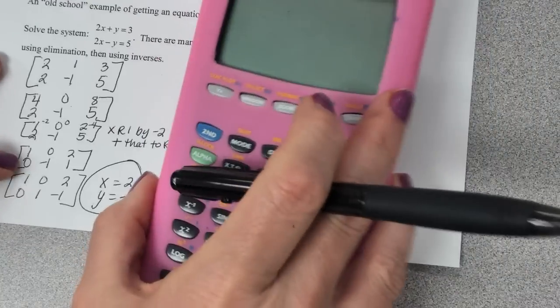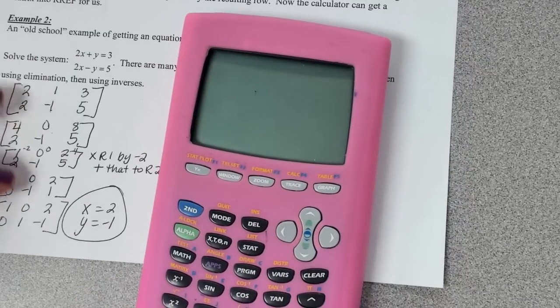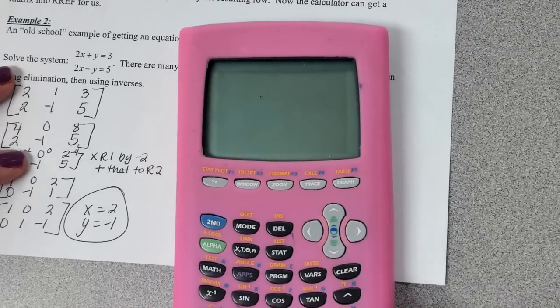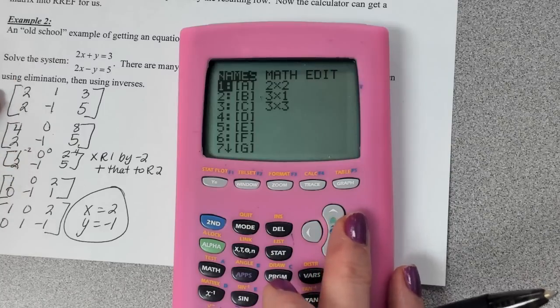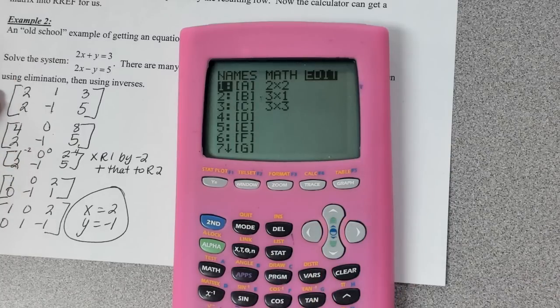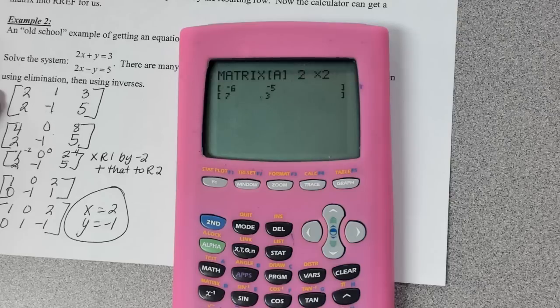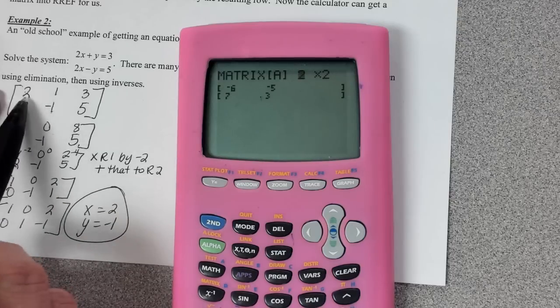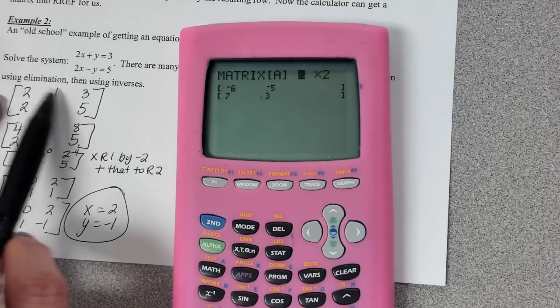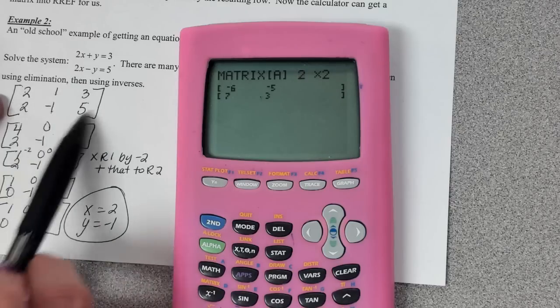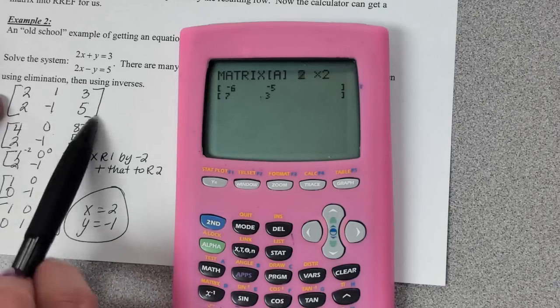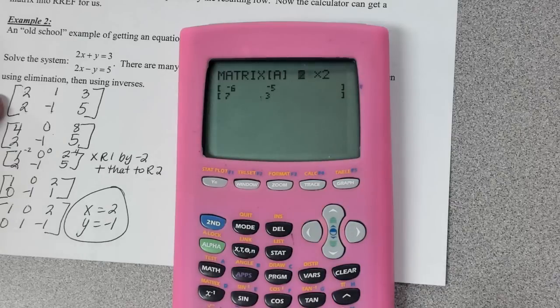But now watch what we can do. Get your calculator. Go to your matrix. We're going to go to matrix, edit. We'll use matrix A. Here's the first step, rewriting it in this form. So what's the dimensions of this? It's a 2 by 3. I just put it in.